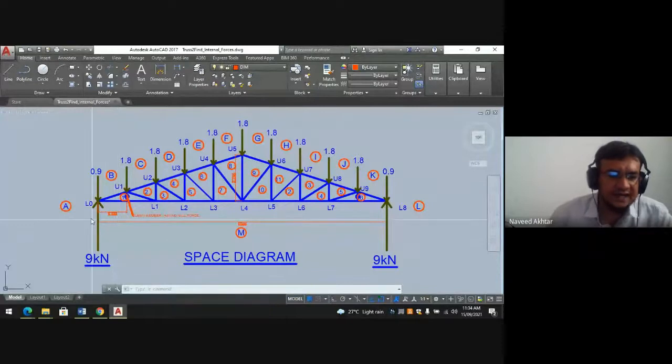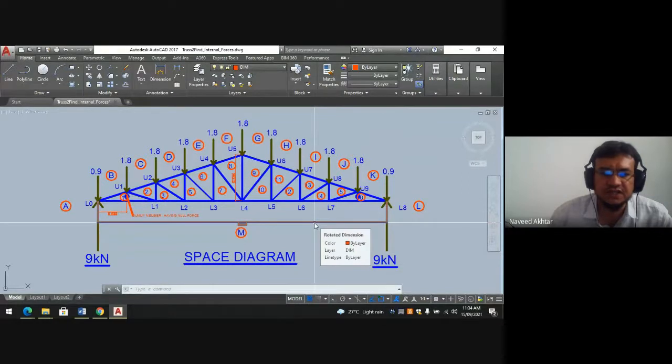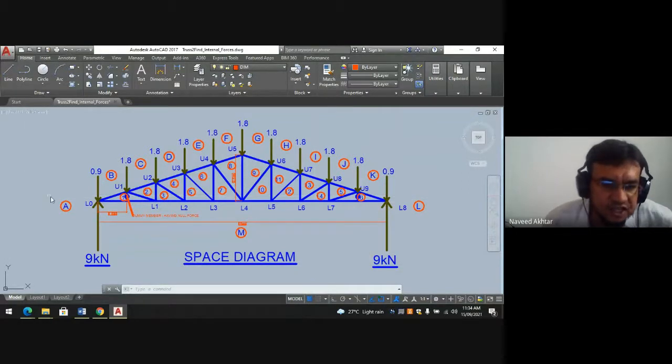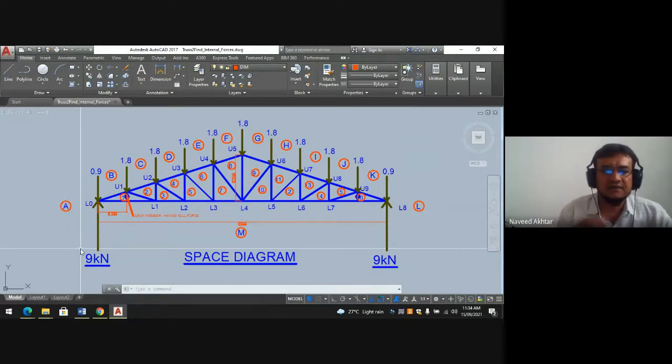So at L0 I will write down R L, it is 9 kilonewton. R L8, 9 kilonewton, both sides because of symmetry. Now you can see in the space diagram I have given capital alphabet letters in between the external forces. If I go from A to B, the external force is 0.9.